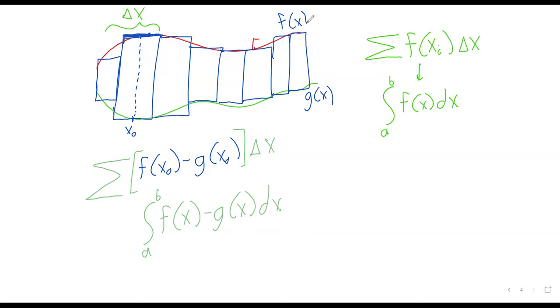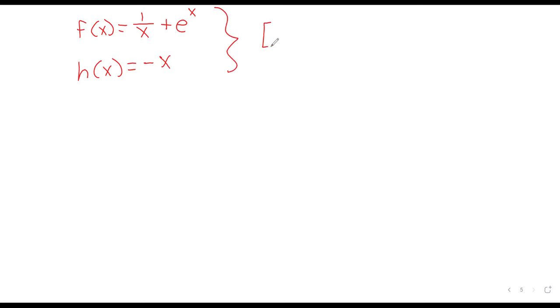And we can do an example for who. Let's say that one of our functions is, oh, I don't know, 1/x + e to the x, and the other function is negative x. And let's say we're looking at these functions on an interval from 1 to 3. And we'd like to find the area between the curves.